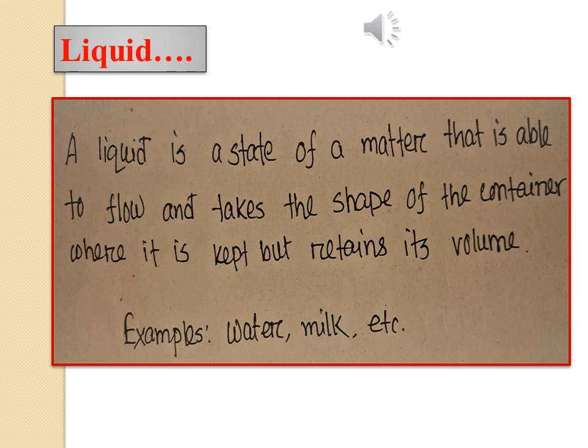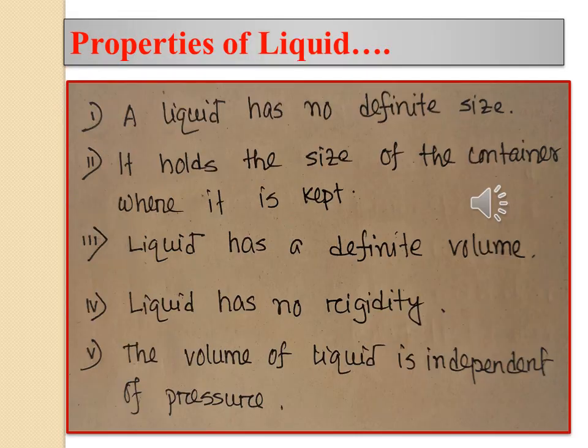The examples of liquid are water, milk, etc. In the case of water and milk, we know very well it can take the shape of the container where it is kept. So in the case of liquid, the size of the liquid basically depends on the size of the container. It can be changed based on the size of the container.